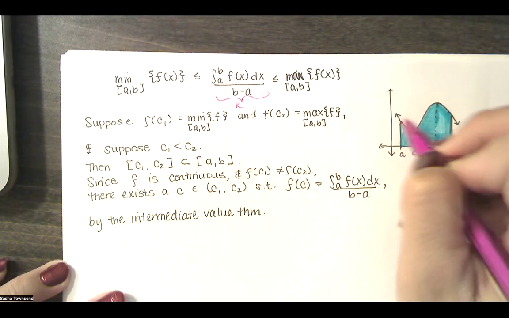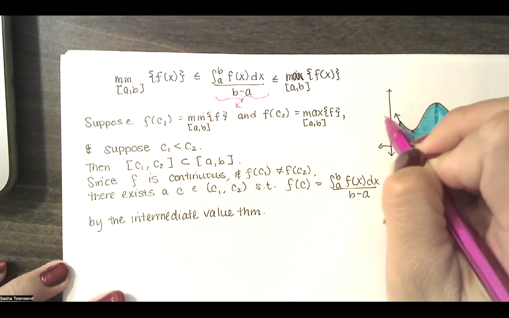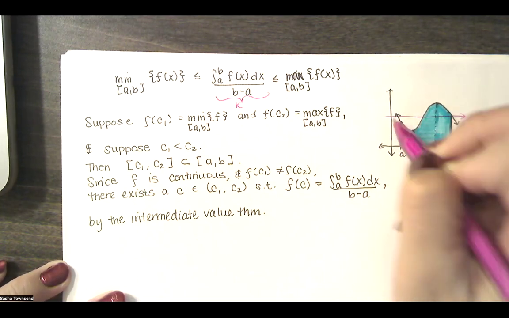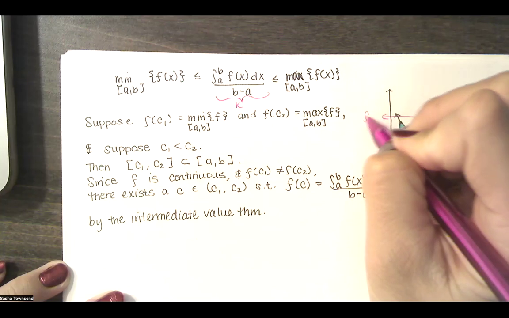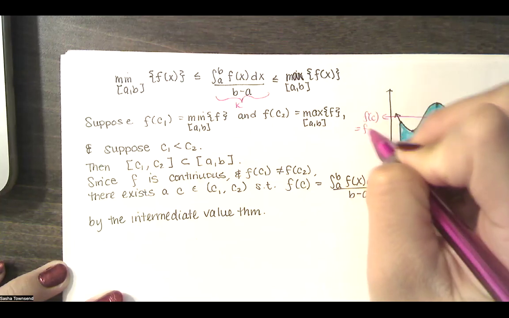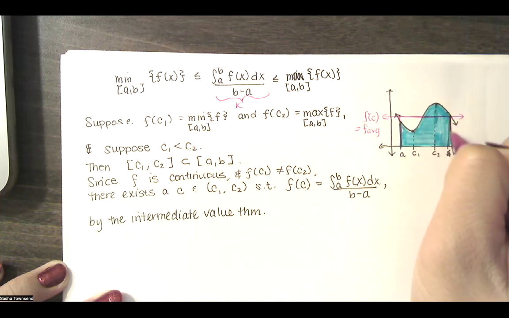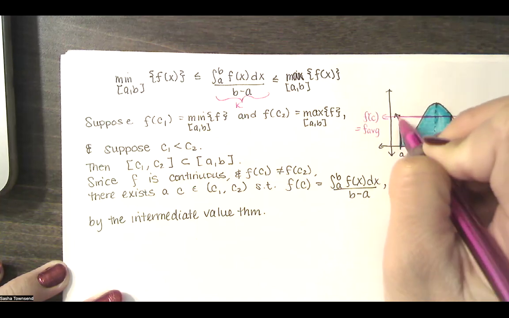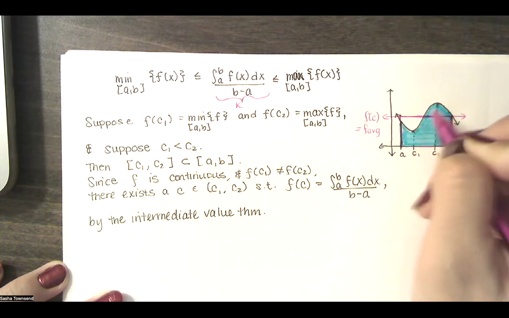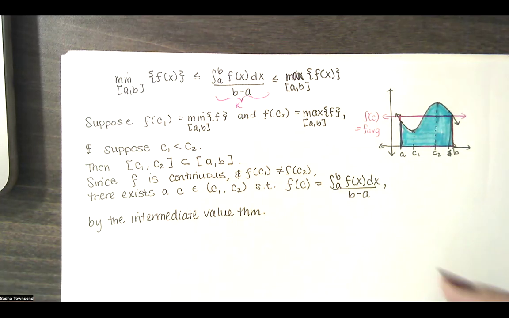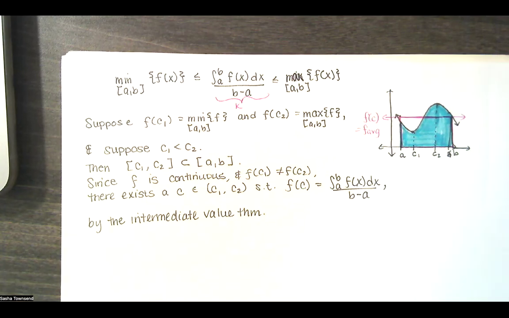And then what would my average value have to be? Does that look right? F of c, is that f average? Is this area of that rectangle approximately equal to the area of that, or that blue area? I think it might be.